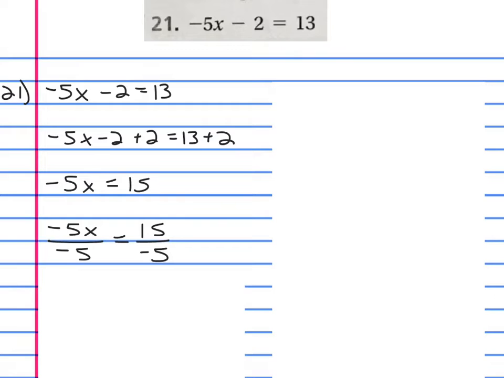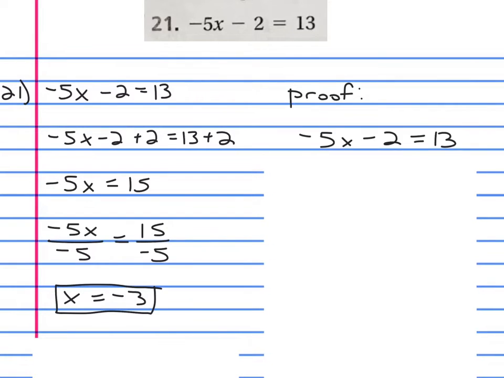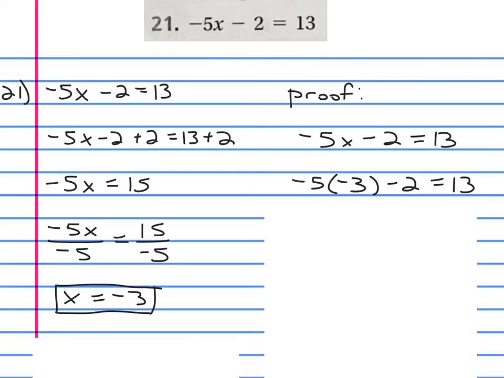Okay, and what do we get? Let's see. -5 divided by -5 is 1, so we have 1x, or just x, and 15 divided by -5 is -3. Box your answer. For your proof, you write proof, and then you write the original equation unchanged, -5x minus 2 equals 13. We are now rewriting the exact same thing, everything exactly the same as it was before, but wherever there was a variable, you put parentheses and sub in the value.